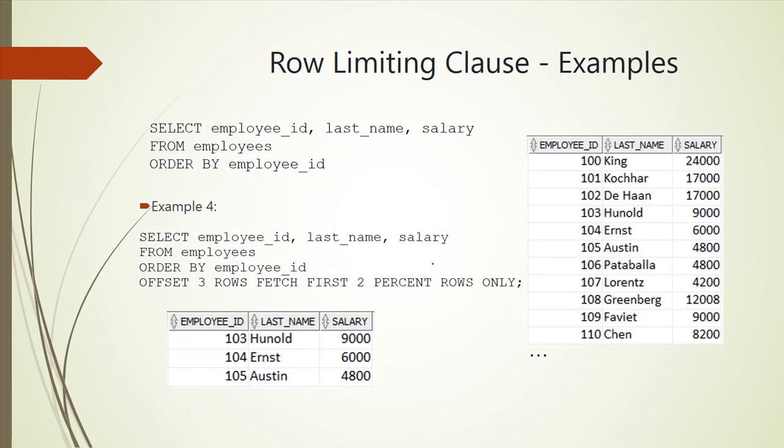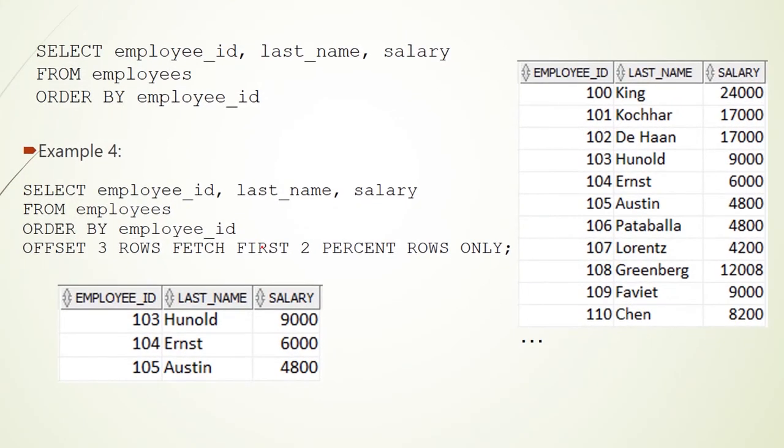In the fourth example, we can also skip records and retain a percentage of rows. Select employee ID, last name, salary from table employees order by the employee ID. After sorting the data by employee ID in ascending order, offset 3 rows. That means skip 3 rows. So Oracle will skip these 3 rows and then fetch first 2% rows only.